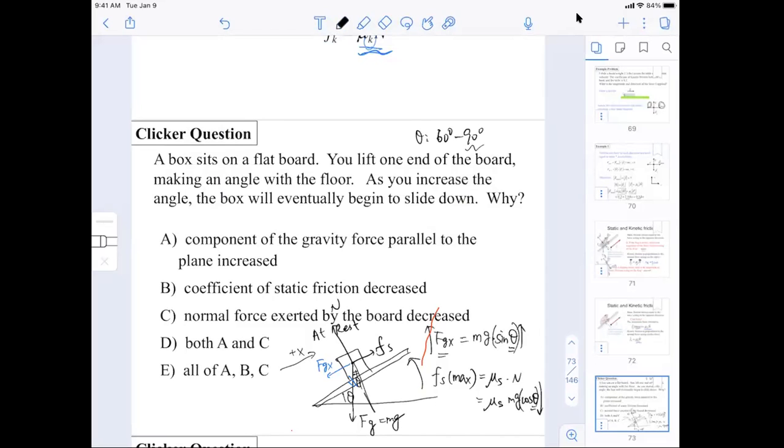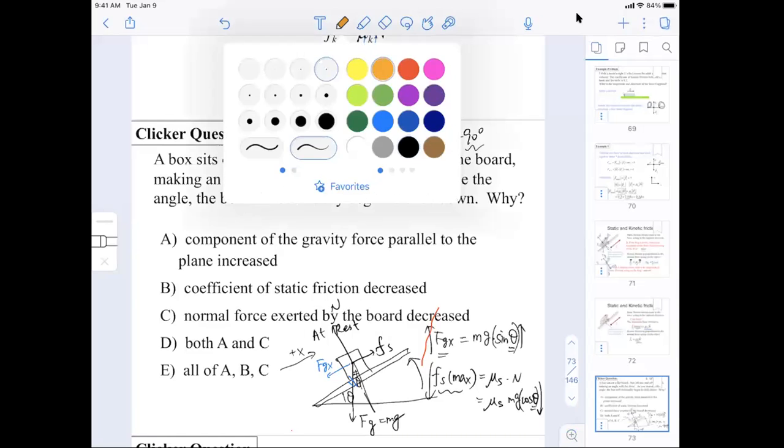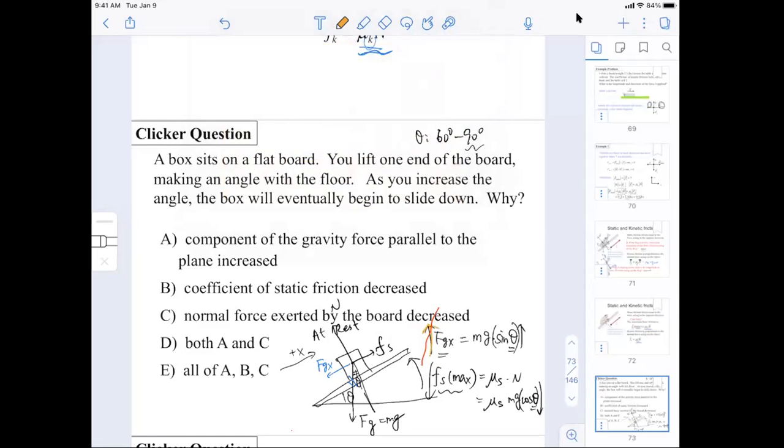The cosine theta is actually decreasing. You can see the maximum amount of force you can provide to prevent slipping is decreasing, right? So one is increasing, one is decreasing. The force that's dragging it down increases, the force that prevents slipping decreases. So D is correct, very good. Both of these come together at play and are responsible for the box eventually beginning to slide down. So it's going to pick up an acceleration in a downward direction. Excellent.